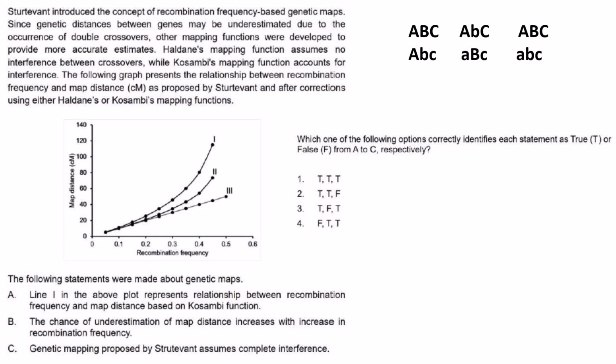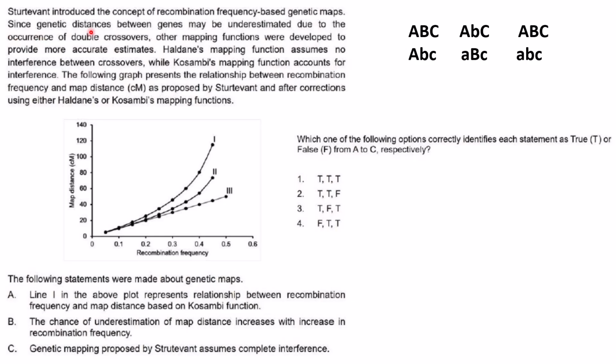So coming to the first question. Sturtevant introduced the concept of recombination frequency based genetic maps. Yes, that is correct. You all know that he constructed the first genetic map of the chromosome, and he proposed that the frequency of recombination between genes on a chromosome is proportional to the distance separating these genes. Based on this he developed the genetic map.